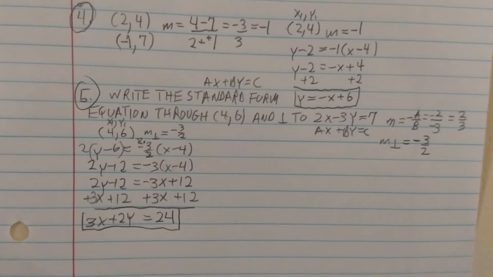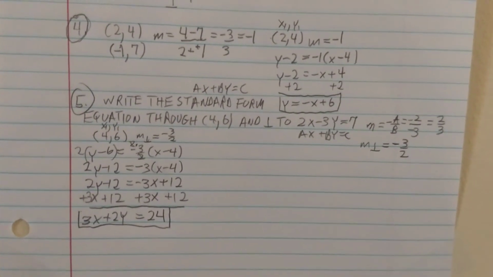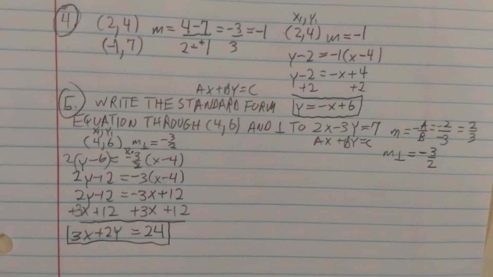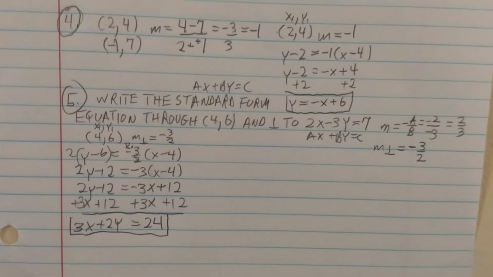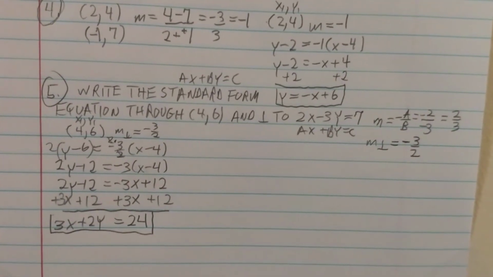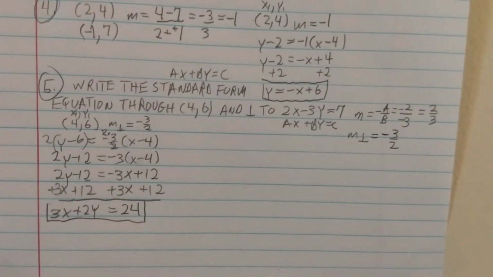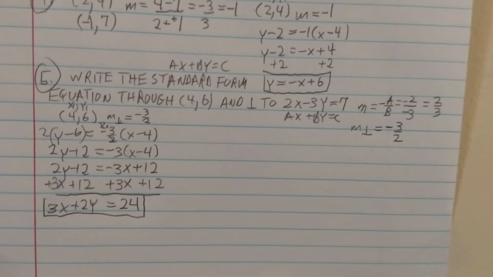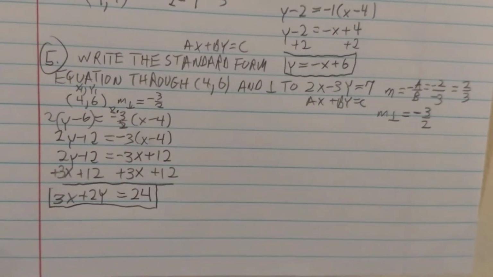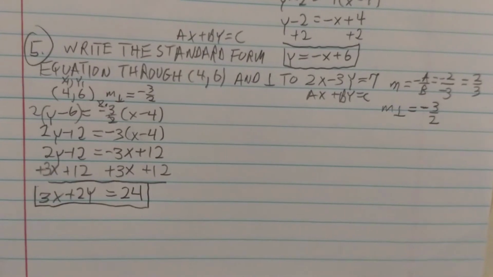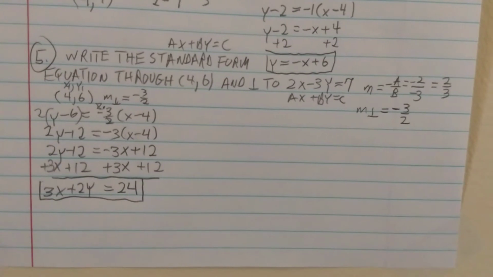Now we'll take our point (4, 6) as our x1, y1, and our perpendicular slope, negative 3/2, and plug that into y minus y1 equals m times x minus x1. So we would have y minus 6 equals negative 3/2 times x minus 4, but since we want it in the form of ax plus by equals c, we're going to clear out the fraction. So we're going to multiply everything by 2. That's why I see the 2 outside the parentheses y minus 6 and the 2 times the negative 3/2, which would clear out the 2's there.